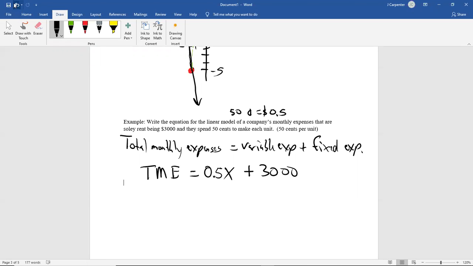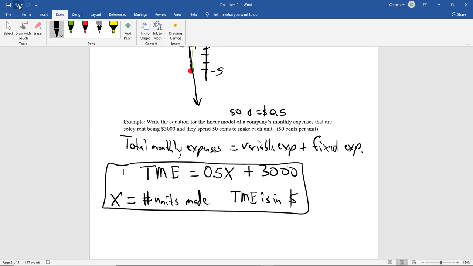So this is our equation. And I could say that this is okay, but it's not great in a quantitative reasoning sense, because I have not declared what this variable is. I have not said specifically what the total monthly expenses are in as a unit. So I need to say that X is the number of units made or produced, and then the total monthly expenses is in dollars. Now what we have here is a perfect standard linear model.